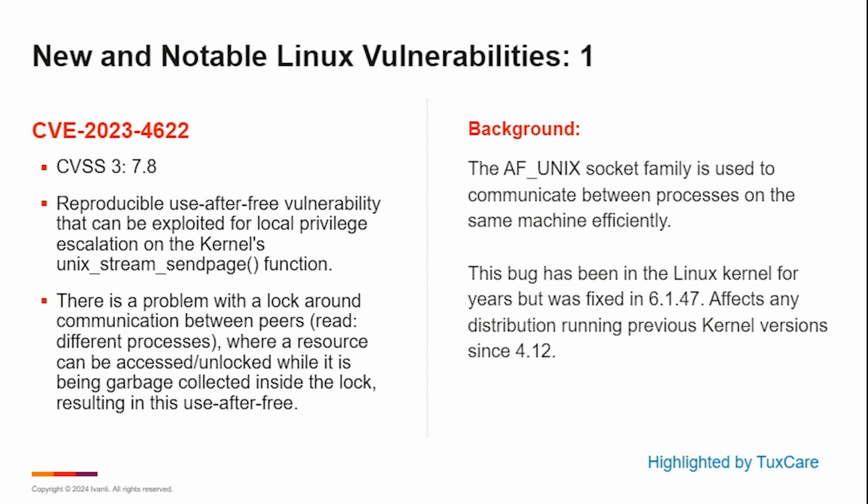It provides the ability to do a local privilege escalation on the kernel's Unix stream send page function. So this is an elevation of privilege vulnerability that an attacker could still exploit in certain distributions, depending on what your kernel version is running.